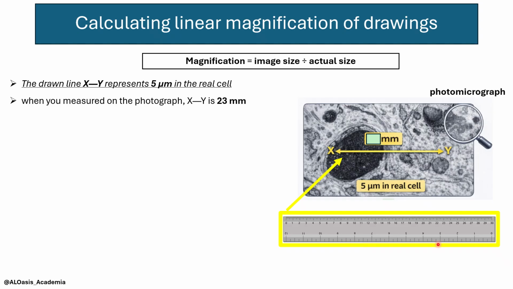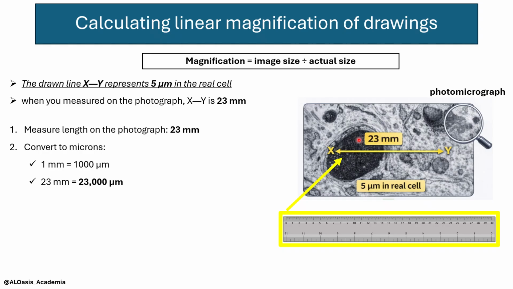In the exam you will use a ruler and physically measure the size of this line on the exam paper. For the sake of this example, let's say you use a ruler and measure this line, and it comes out as 23 millimeters.